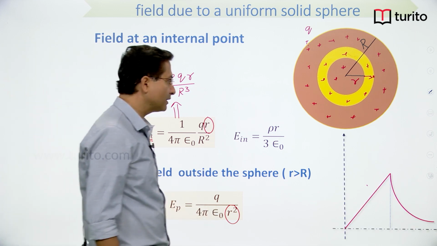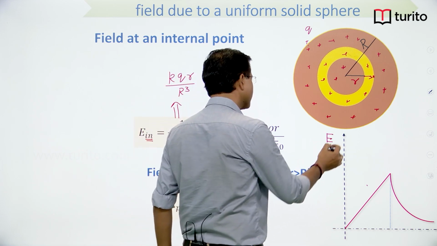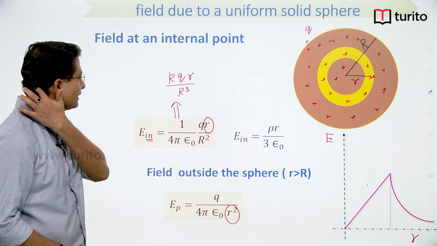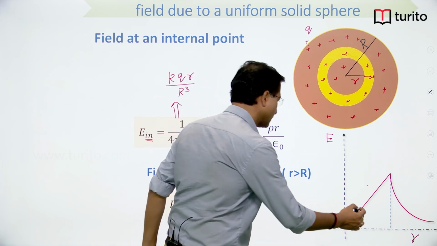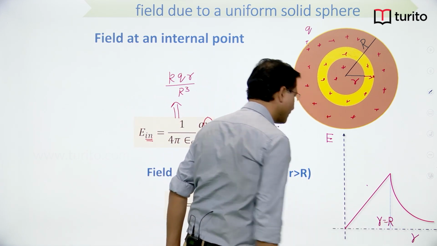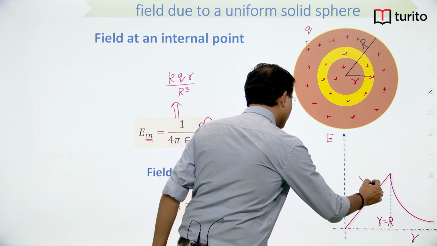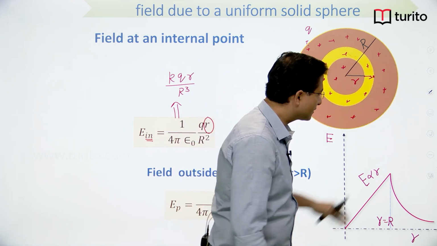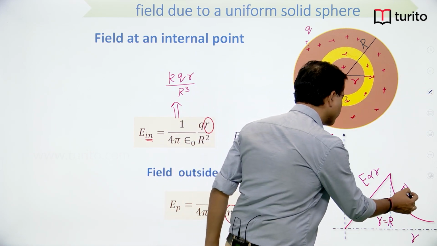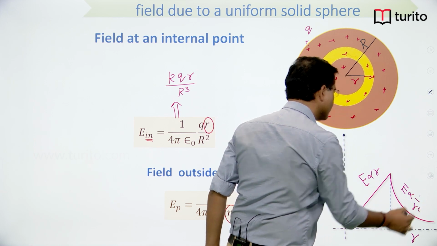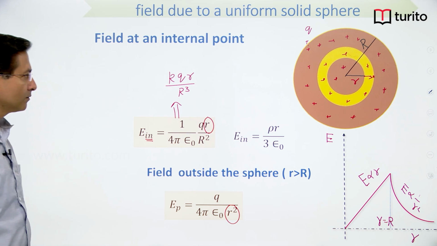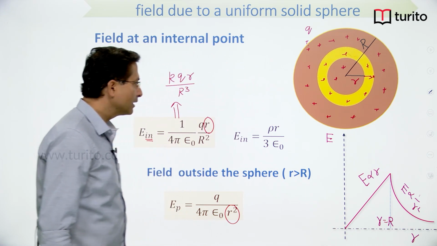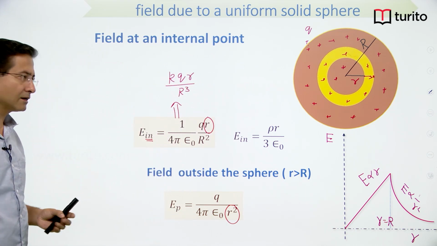So you can see this variation, field as a function of r, small r, where r is the distance from the center. So up to the surface, r is equal to capital R, field is proportional to small r, but once you cross the surface it will be inversely proportional to r square. So this is the way the field is varying. I hope this point is clear.